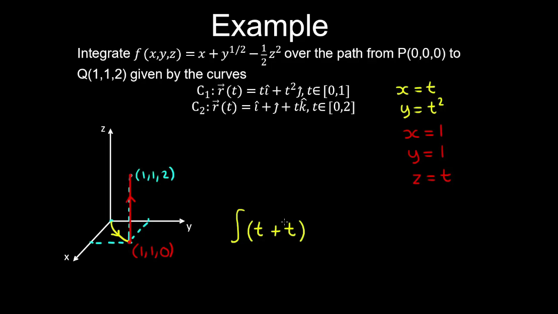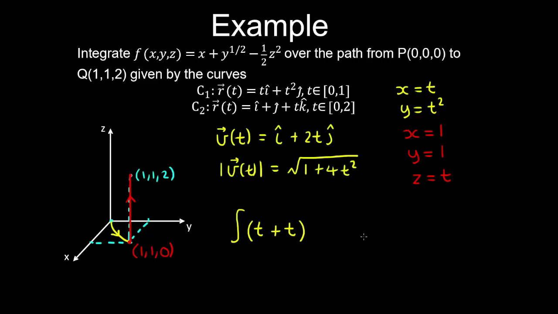And we multiply this by the magnitude of the velocity vector. So what we have is v of t, which is obtained by differentiating r of t. So we get i plus 2tj. So the magnitude of the velocity vector is the square root of 1 squared plus 2t squared, which is 1 plus 4t squared, or 1 plus 4t squared to the half. And we integrate over t from t equals 0 to 1. And we add the integral over curve 2.